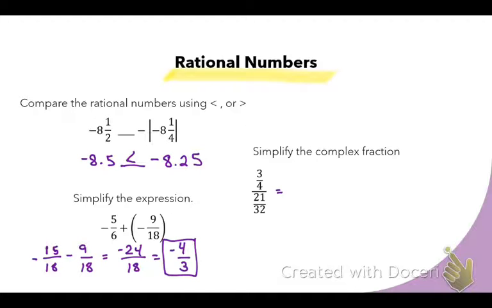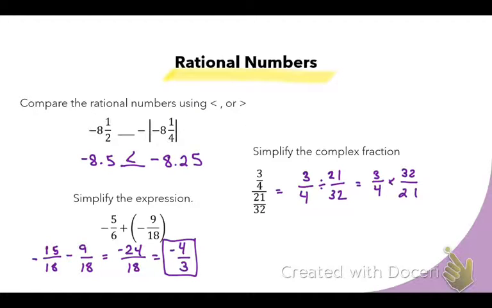All right, so now we have 3/4. Did you guys write them horizontally? Divided by 21 over 32. Okay, so we pull out a complex fraction, and now we have to do what method? KFC. We got to do the KFC. All right, so we get 3/4 times 32 over 21.